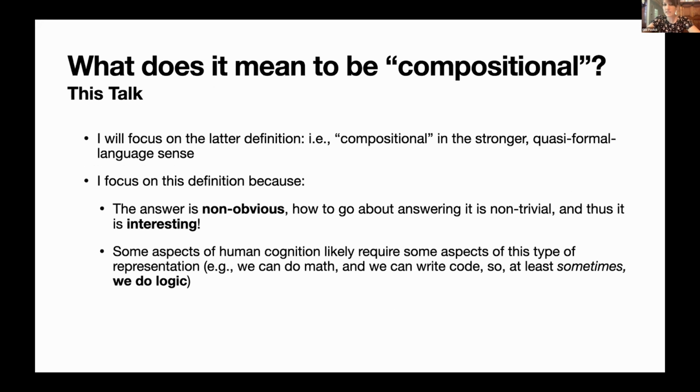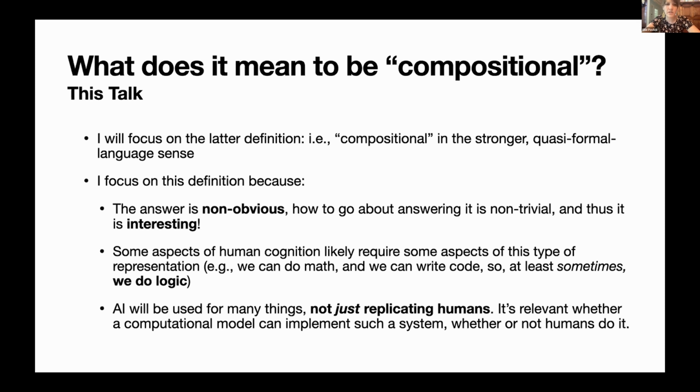I also think it is definitely the case that this representation is necessary for certain domains. So logic, for example, is defined by this kind of representation. To the extent that humans do logic, we need some capacity for this type of representation. There's also the argument that we're building AI not just to replicate humans, but to do things better than humans and different than humans. Gary used the calculator analogy yesterday. So whether or not we think humans have this kind of representation, we probably want AI to be able to represent this type of thing.